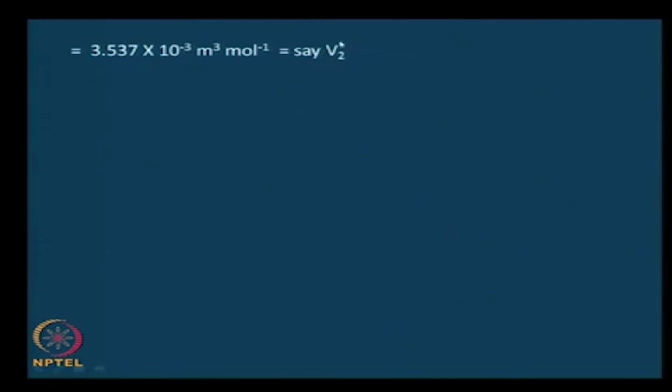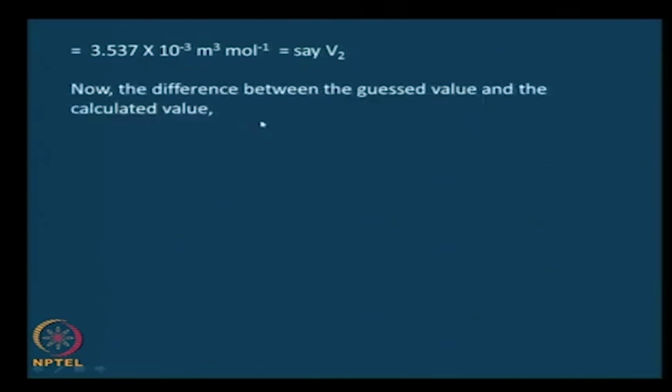Okay. This is V2, which is the calculated value starting with V1, the ideal gas value. On the face of it, this seems small, but let us consider this further. We need to take the difference between the guessed value, which is the ideal gas value, and the calculated value, which is this 3.537 into 10 power minus 3. In other words, the difference between V2 and V1 in this case, which turns out to be 0.396 into 10 power minus 3.